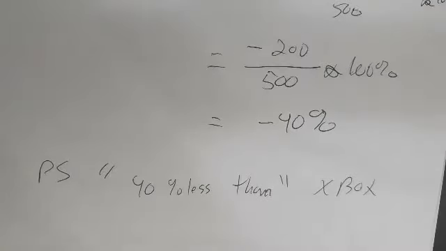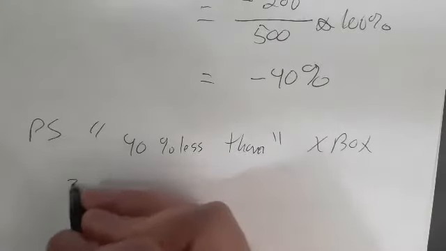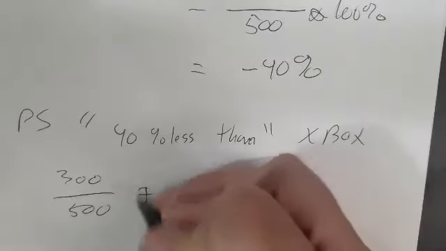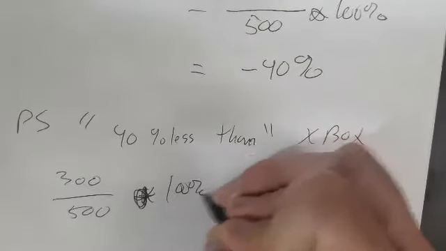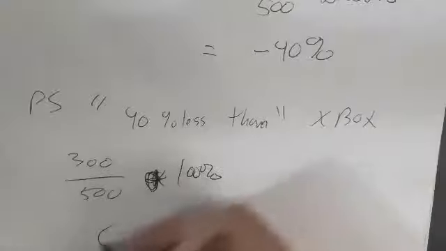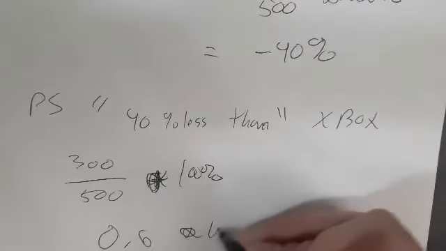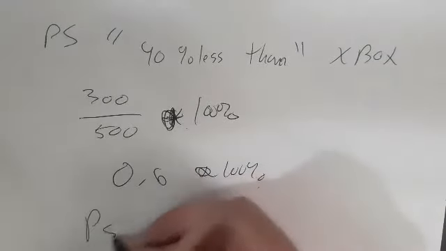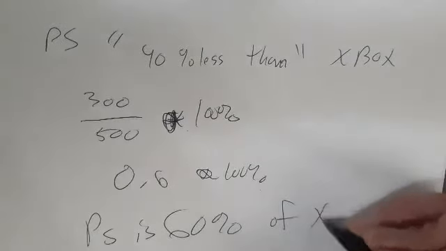So if it's 40% less than, what we're comparing is the PS, which is 300, to the Xbox, which is 500. If we compare this, I've got to convert it to a percentage. I keep on forgetting to put this. And I think even in the book, at one point, they forget to put this. So you just have to remember to convert it to a percentage. This is giving me 0.6, and I've got to multiply that by 100%. So this is giving me 60%. So what I would say is the PS is 60% of the Xbox.